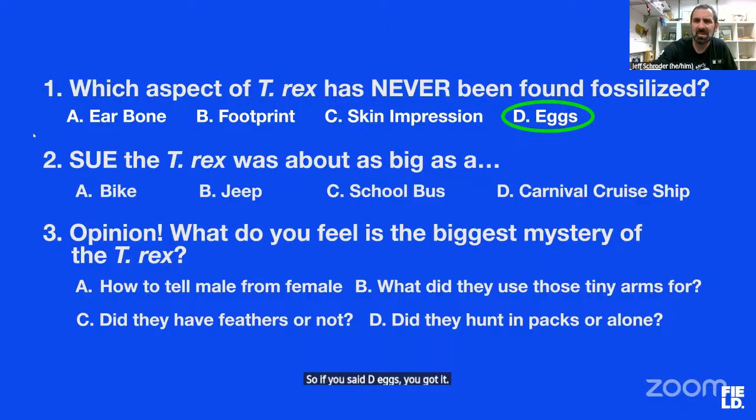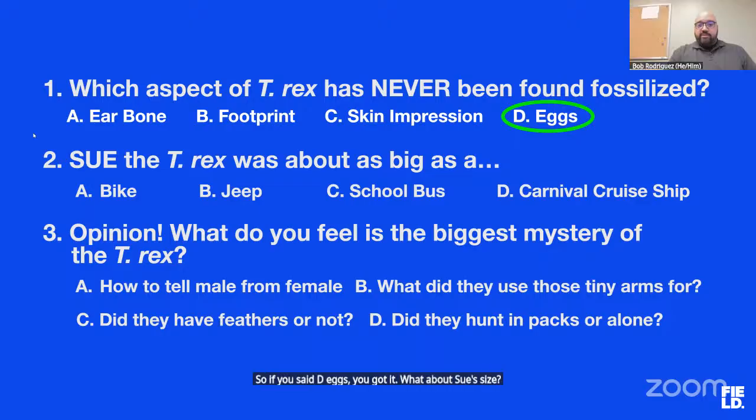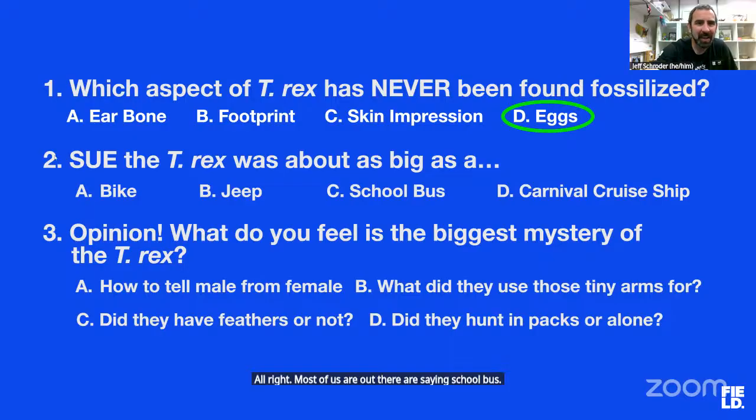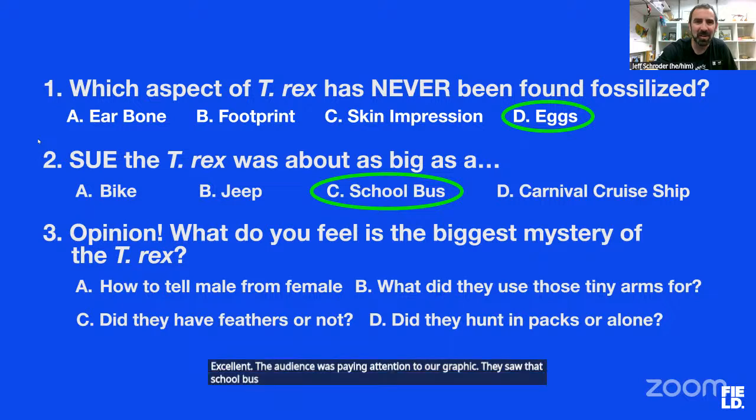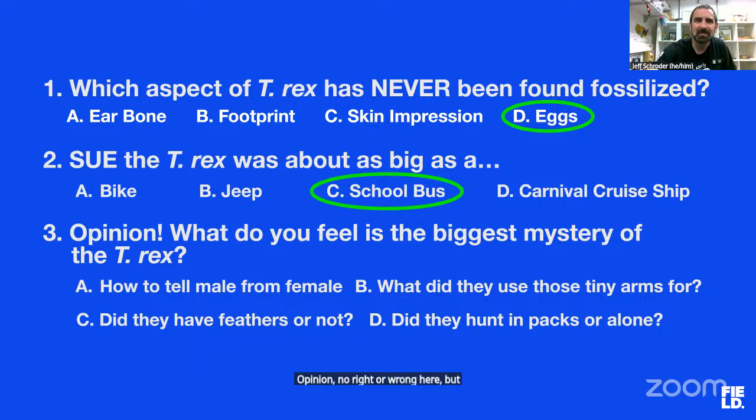And what about Sue's size? All right, most of us out there are saying school bus. Excellent. The audience was paying attention to our graphic. They saw that school bus and Sue. It is school bus. Opinion, no right or wrong here, but what did the audience think? All right.